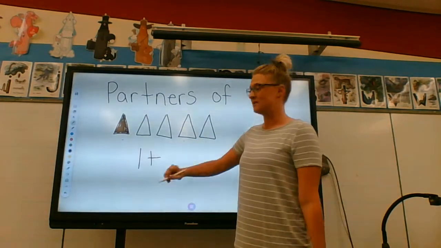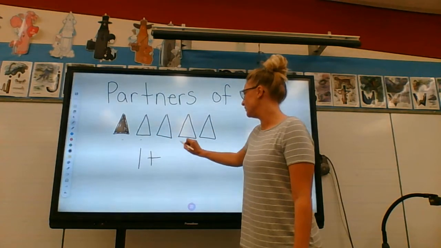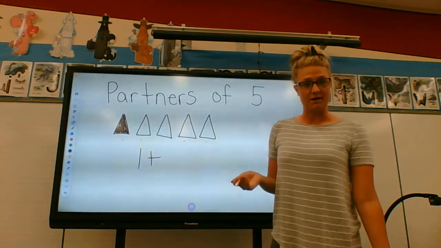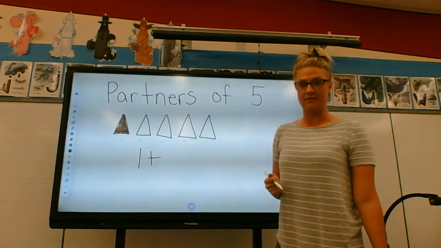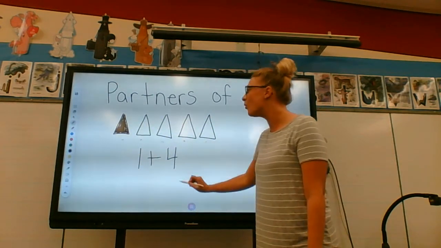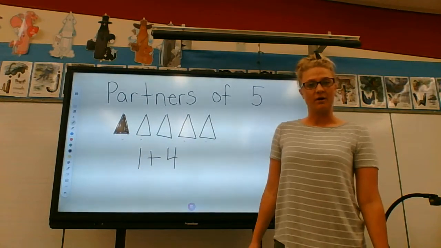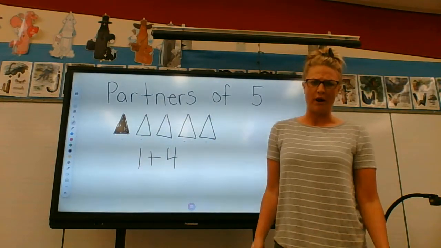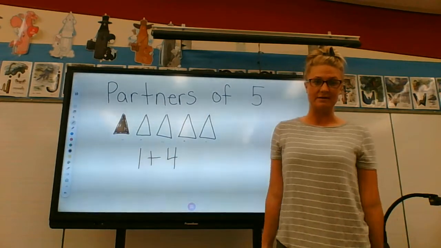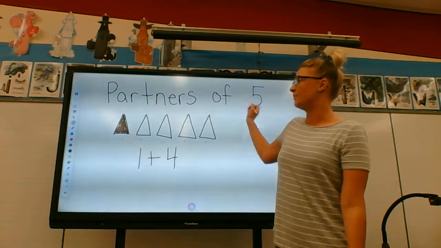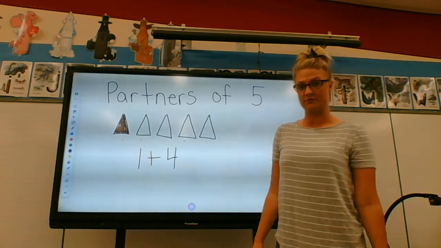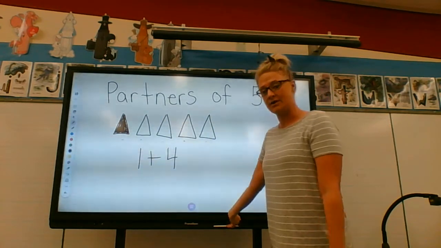So let's do that together. 1, 2, 3, 4. So we have 4 triangles that aren't shaded. So that's going to be our next number in the equation. So I'm going to write a 4. Now we know that our partners of 5 are 1 plus 4. And we don't have to put our equal sign because we know that all of these are going to equal 5 because we're working on partners of 5. So that's just an example of our first one, looking at our triangles.